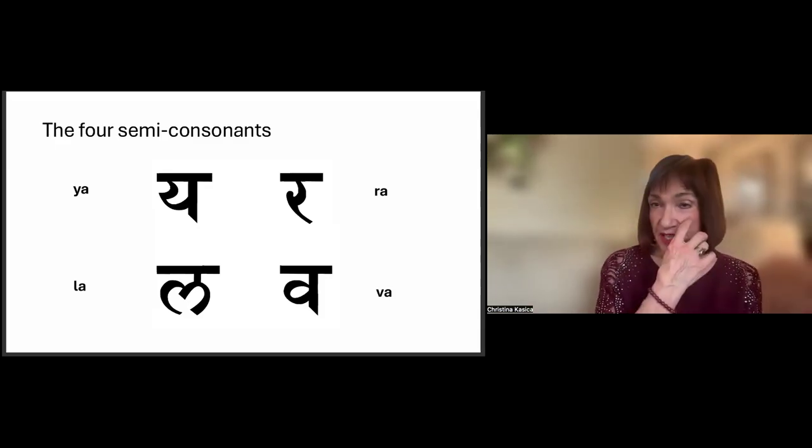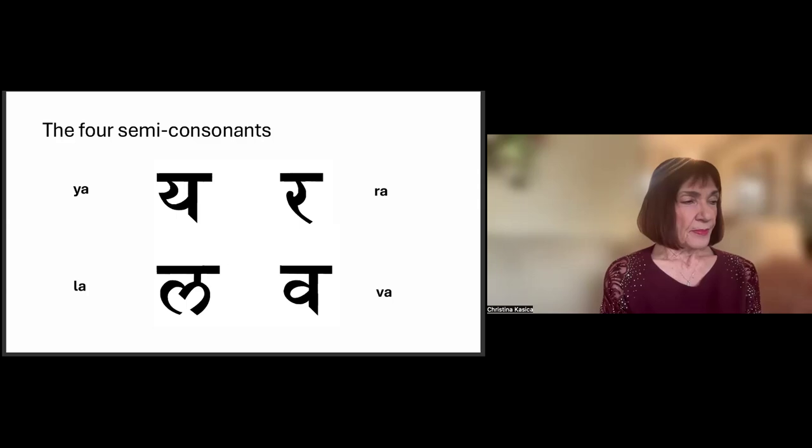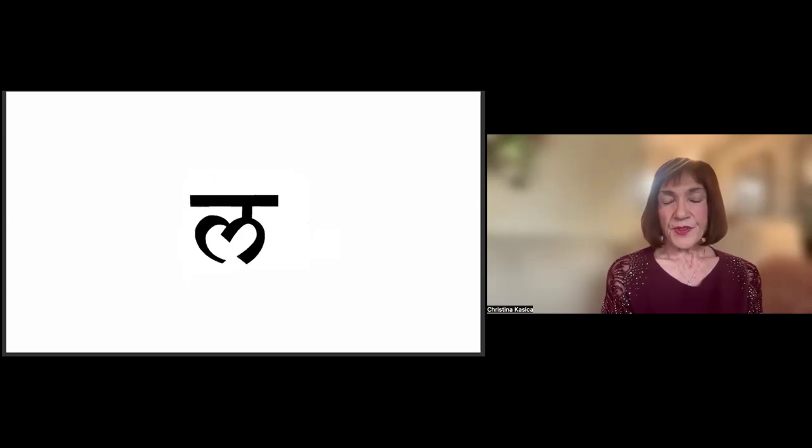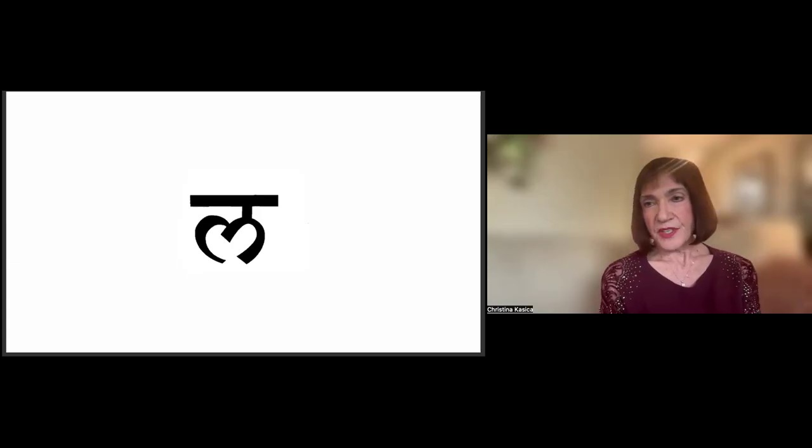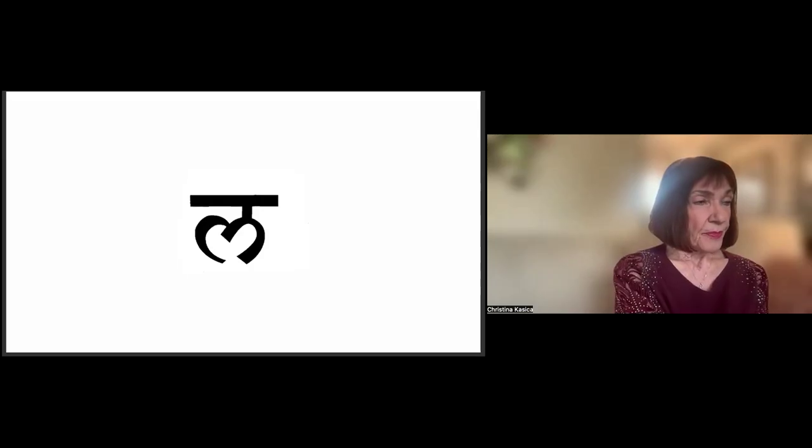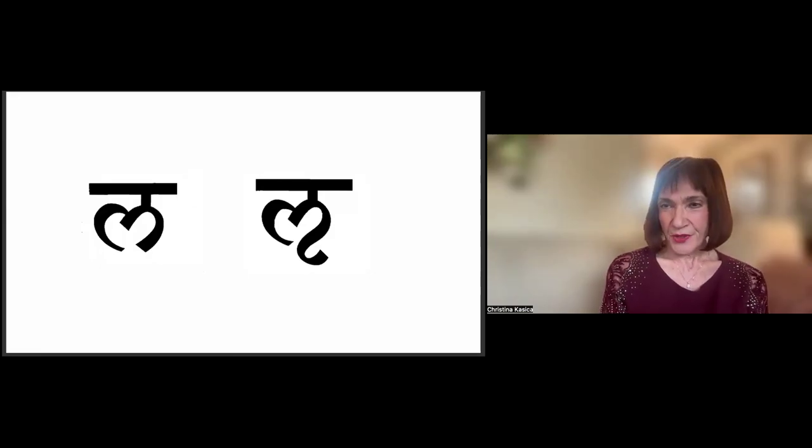Next slide, please. This is the consonant L, semivowel, semiconsonant. We just saw this. And let's have the next slide. This is the vowel L. So what's the difference? Yeah, the little tail. Exactly. The little tail. So the first one is L, the semiconsonant. The second one is the vowel L.